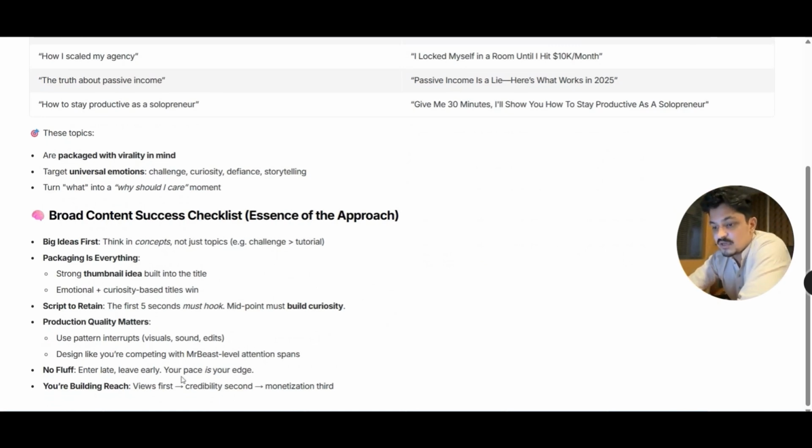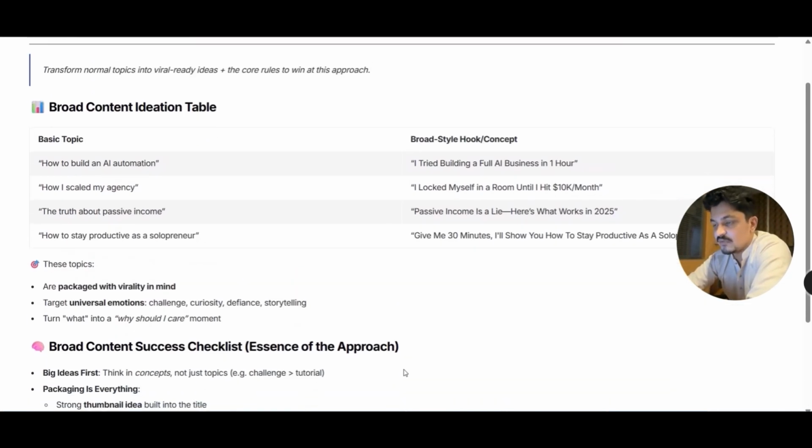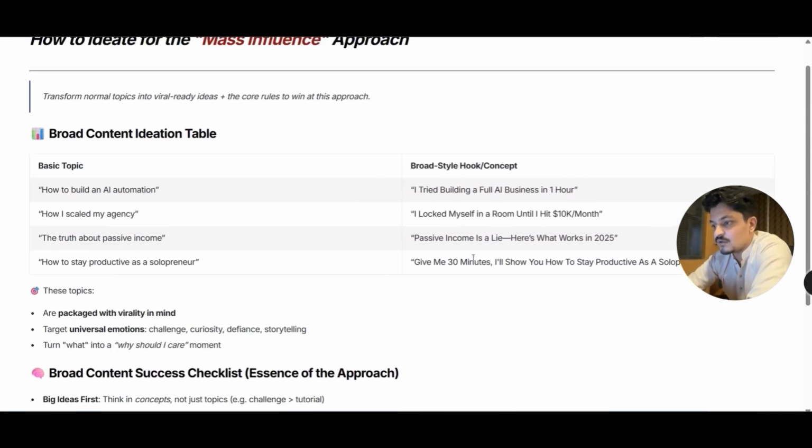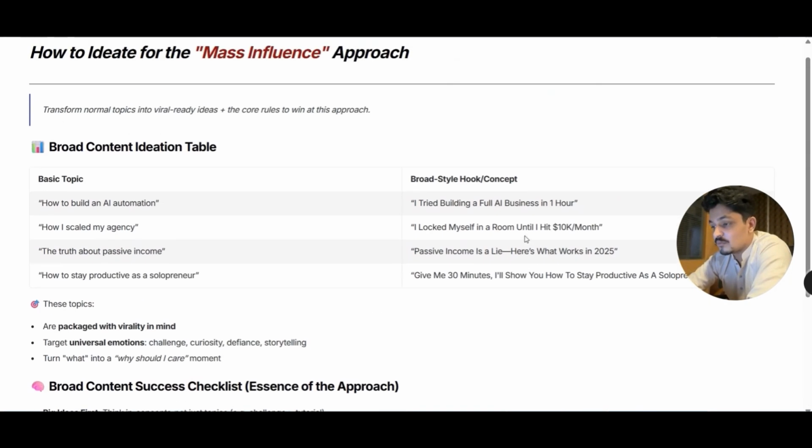So don't just tell. Just keep this in mind, right? No fluff, no filler, leave early. Your pace is your edge. You're building reach. Views first, credibility second, monetization third. Just keep in mind this structure, right? Attention first, then credibility. Obviously, you will get the credibility part as well, and then you are going to monetize the audience, right? So this is the strategy through which you can actually ideate these types of videos, and you can see this chart right here to get more information.